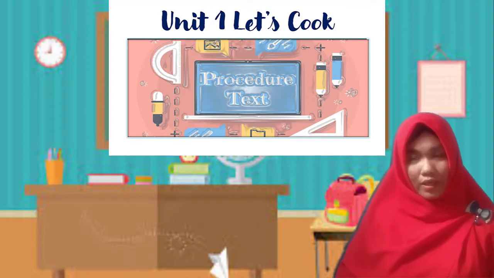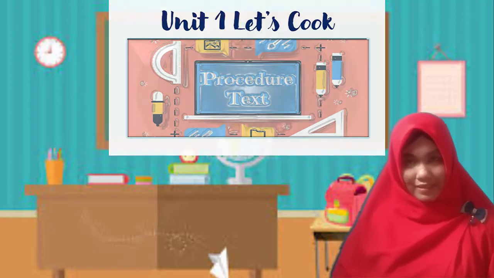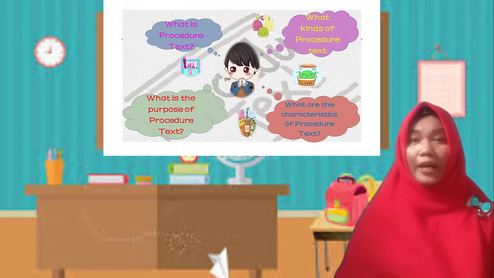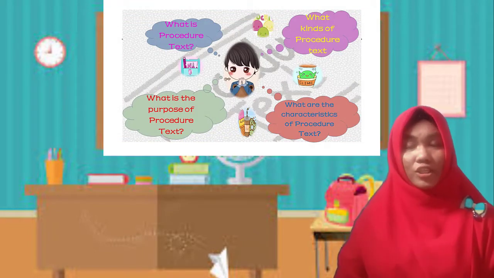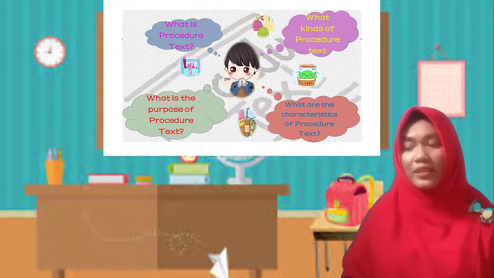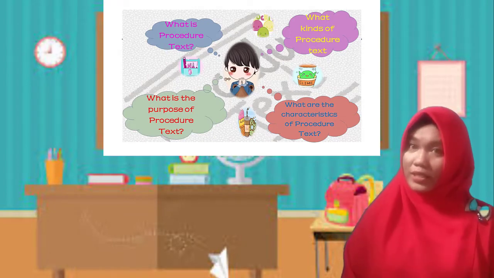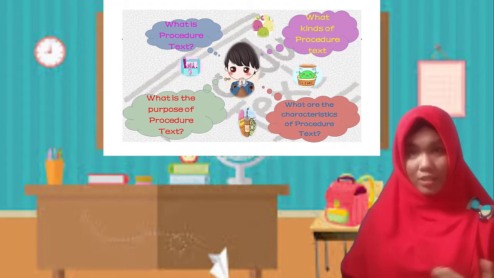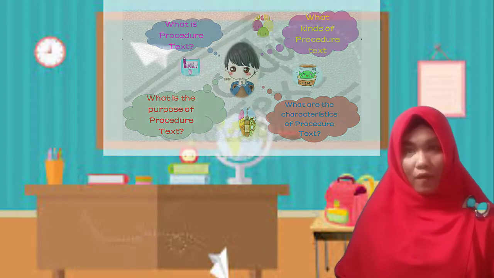Okay, in this meeting, we will learn about Unit 1. Let's cook. It is about a procedure text. In this session, we will learn about procedure text. What is the procedure text? What are the characteristics of the procedure text? What is the purpose of the procedure text? And then, of course, what kinds of procedure text are there? Okay, we will learn about that.